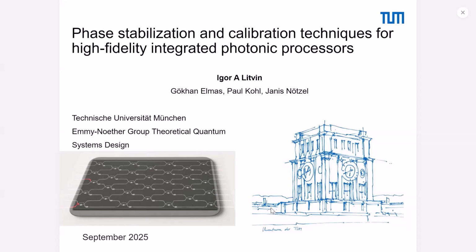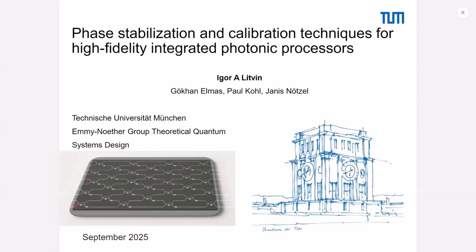So I currently represent Technical University of Munich. I work in the group of Janis Nötzel. Our lab is actually quite new, approximately 1 year old. That's why we have some results. However, they're possibly not so exciting, but still quite interesting. We're trying to publish some work.